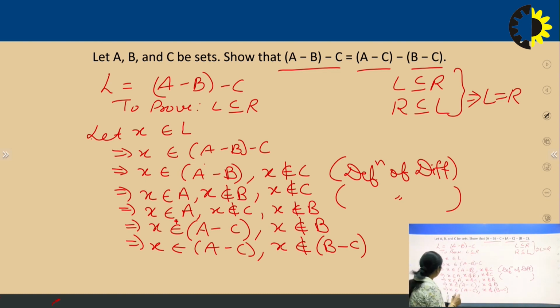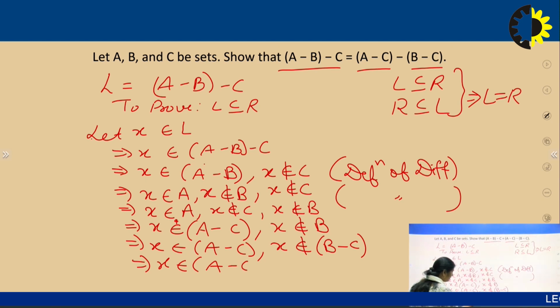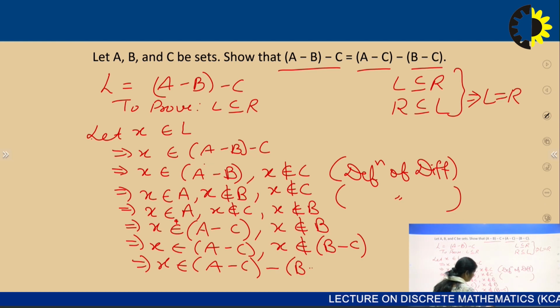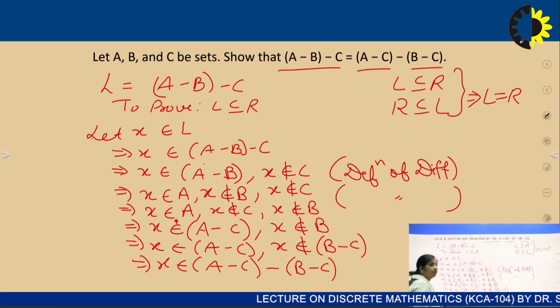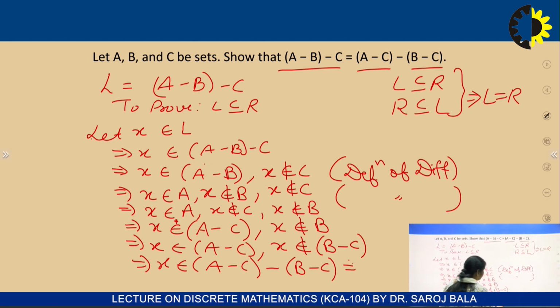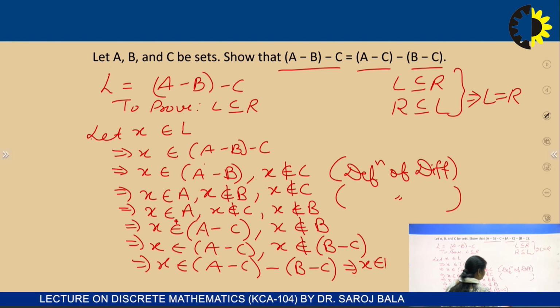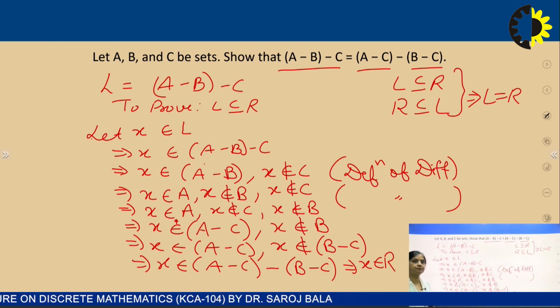So X belongs to A minus C but doesn't belong to B minus C. What does it mean? It means X belongs to (A minus C) minus (B minus C), which is our right hand side. So X belongs to the right hand side.